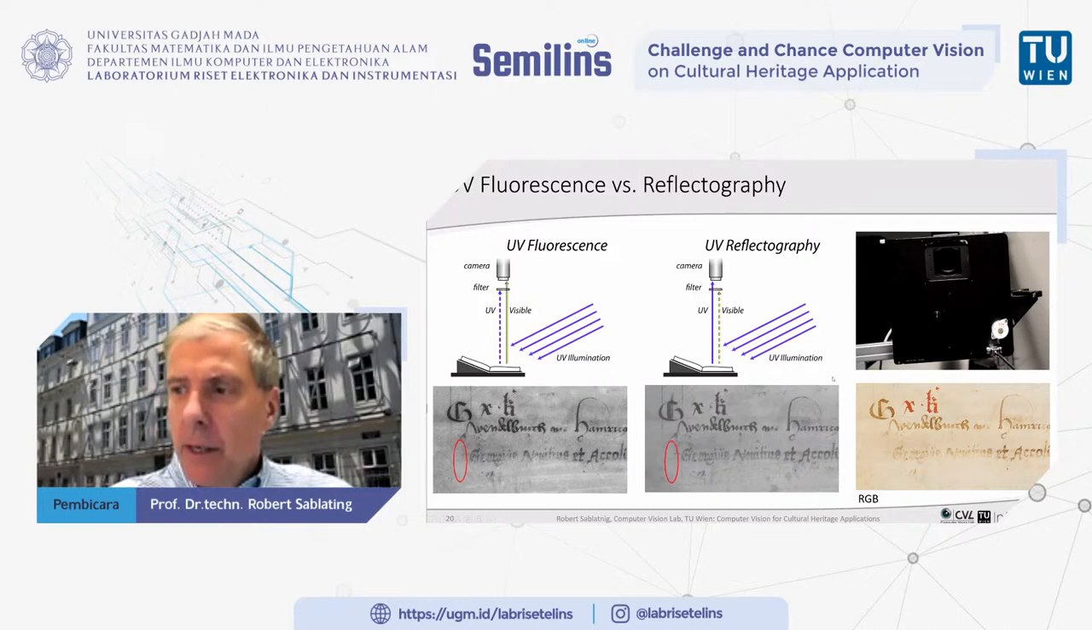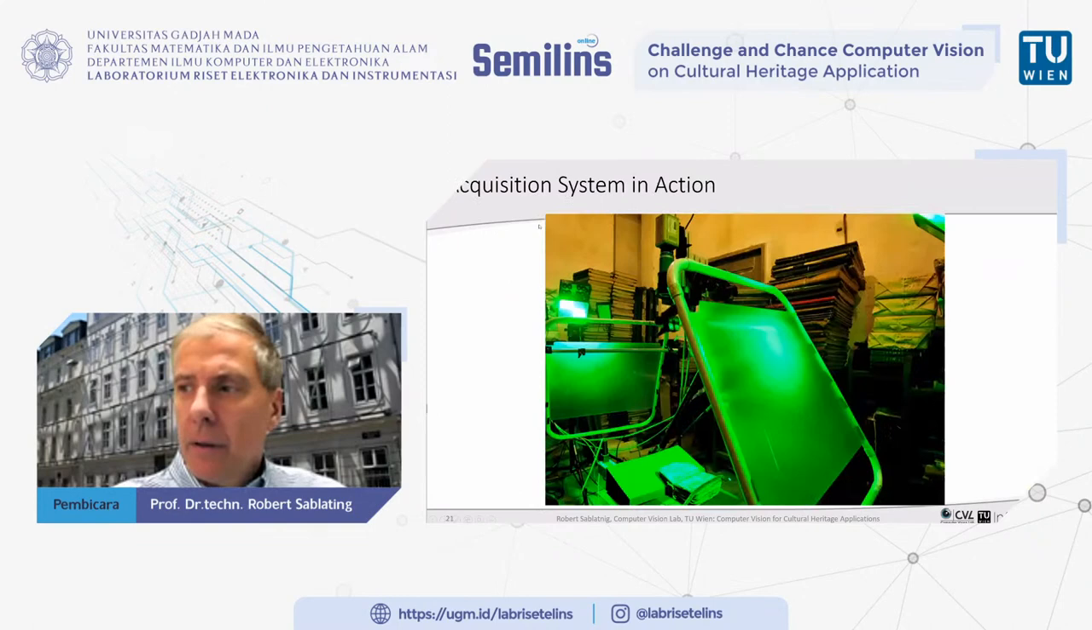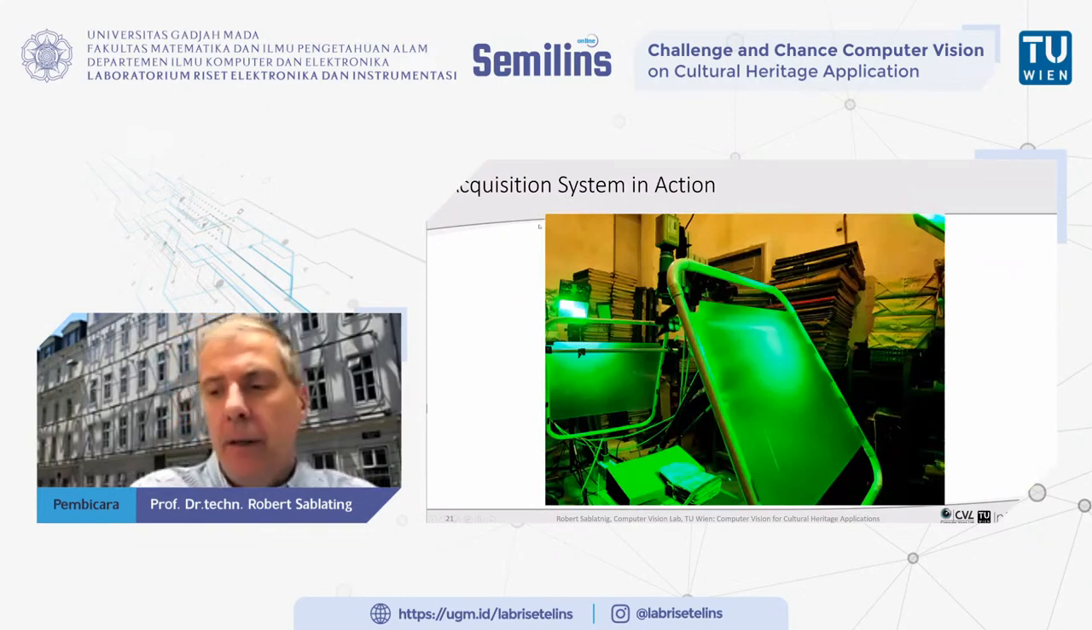So it makes sense to have these different things here. And you see, for instance, this part that you see in the UV reflectography image is not present in the UV fluorescence image, and vice versa. Maybe also here some things are better visible here than here, and here also this part is not visible here. So there are different signals in the material.